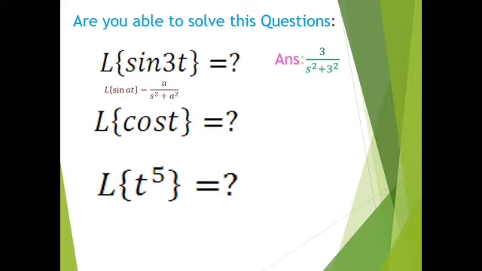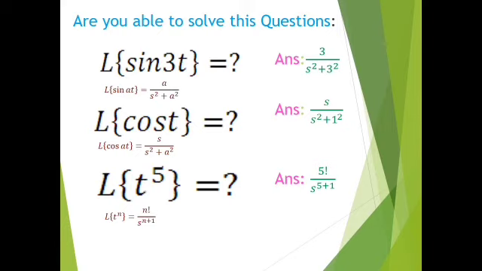Now the next question is Laplace transform of cos t. We compare with standard form cos at equal to s upon s square plus a square. Here the value of a equal to 1. So answer is s upon s square plus 1 square. Next question is Laplace transform of t to the power 5. We compare with t to the power n equal to factorial n upon s to the power n plus 1. Here the value of n is 5. So result is factorial 5 upon s to the power 6.